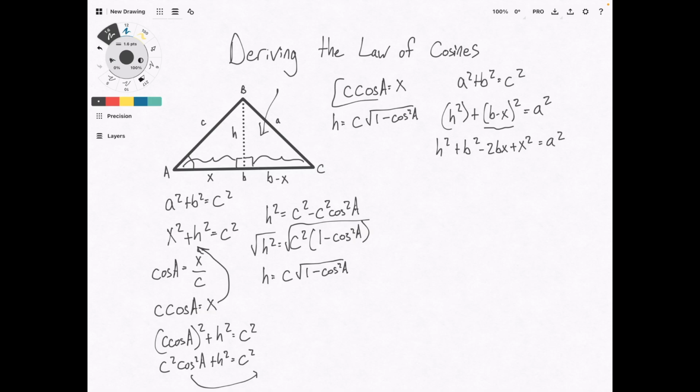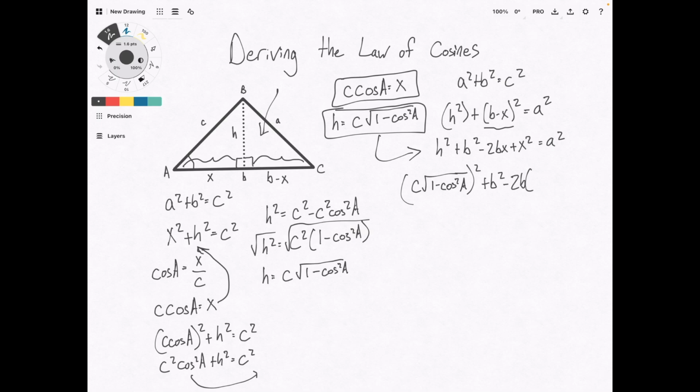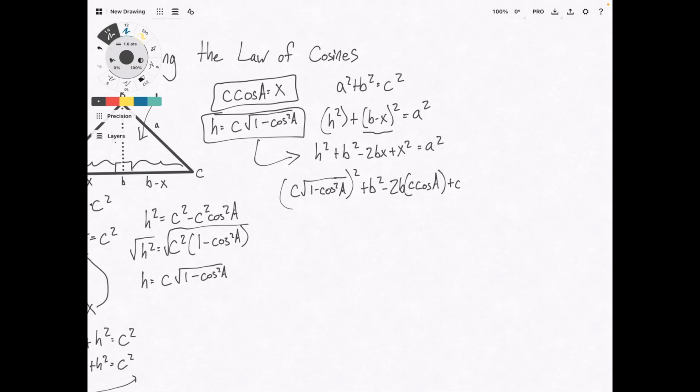Now we're going to take the two values that we derived on the other side and plug them in. So this is going to be c radical 1 minus cosine squared A, squared, plus b squared minus 2b, replace x with c cosine A, plus c cosine A, squared, all this, equals a squared. All right, we're in the final stretch.